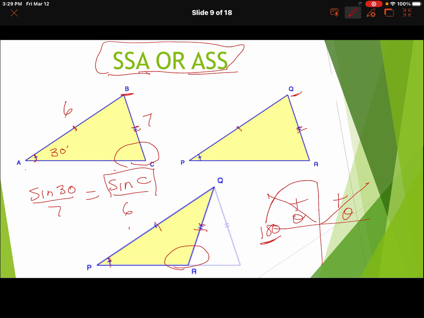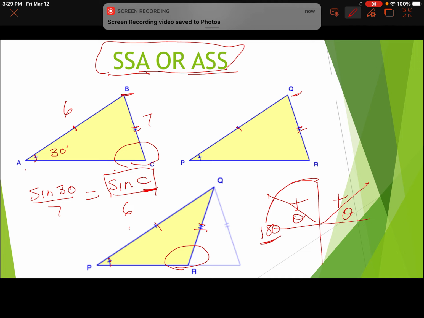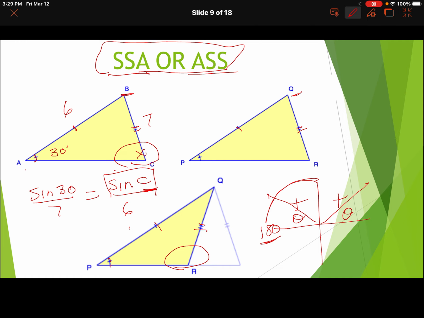So what I need to do is figure out if this angle C could be obtuse, because my calculator will only give me this acute angle, this one here. It won't give me the obtuse one. So I need to look at the picture and figure out for myself if it could be obtuse.